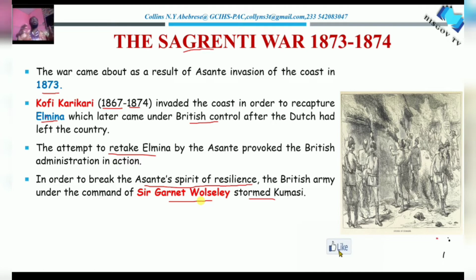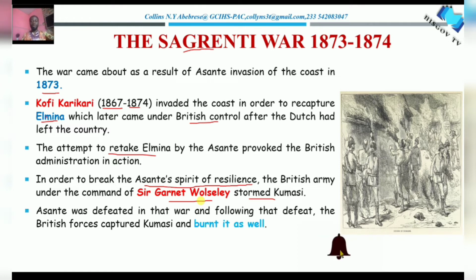So I'm sure the names were coming up: Sir Garnet Wolseley was coming, and then they came to have the Sagranti War. So that was that. Yes, they stormed Kumasi in 1873.